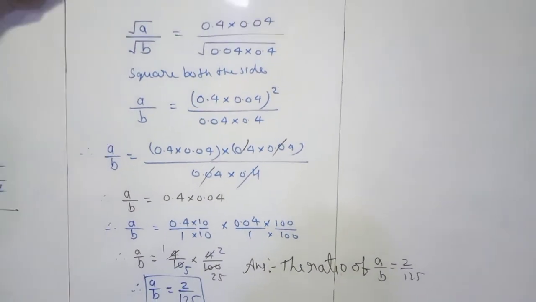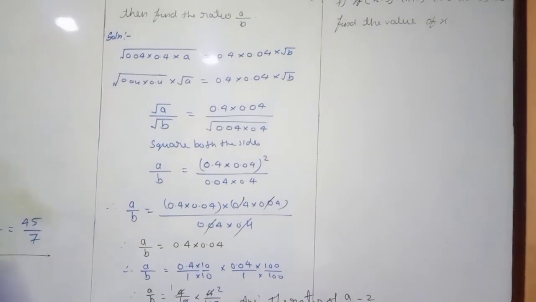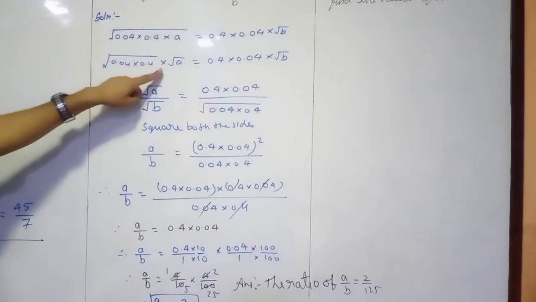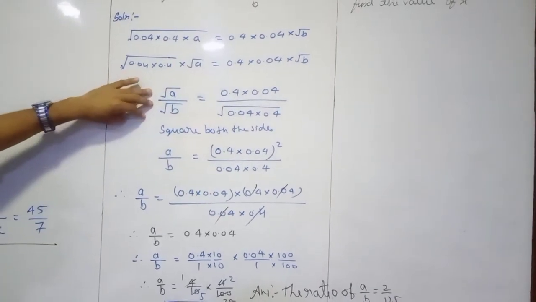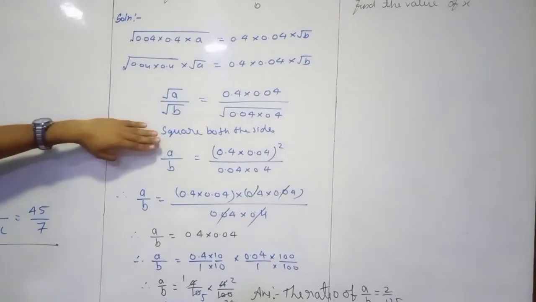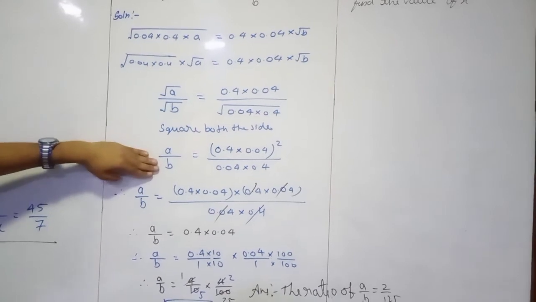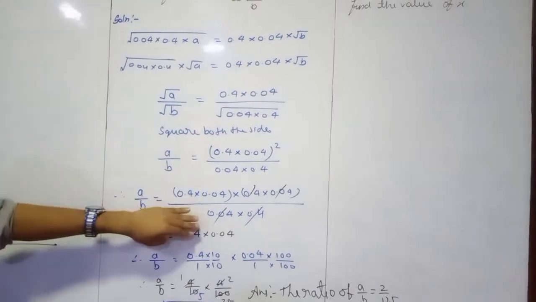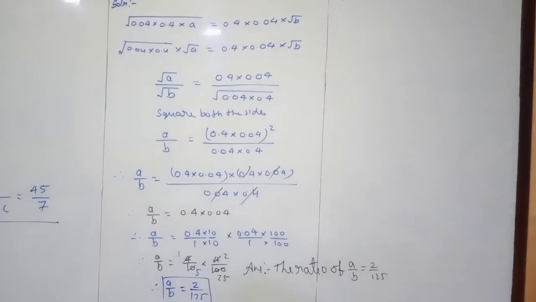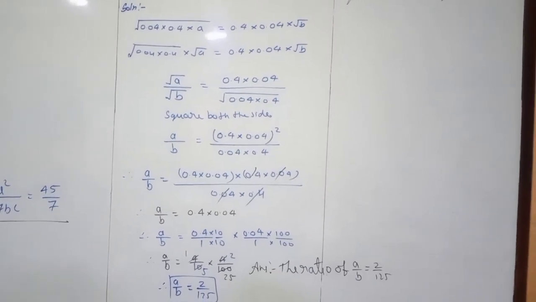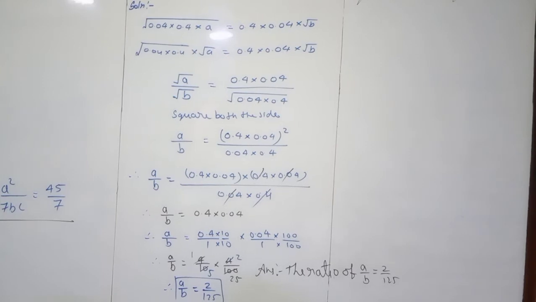The sums are looking very difficult, but nothing is there. We bifurcated that with the root a and took root a upon root b one side and the other things one side, squared both the sides, we got the value of a upon b and solved that, we got the ratio of a upon b, that is 2 upon 125. So this way we have to do the sum.